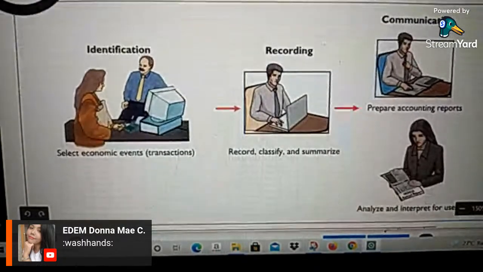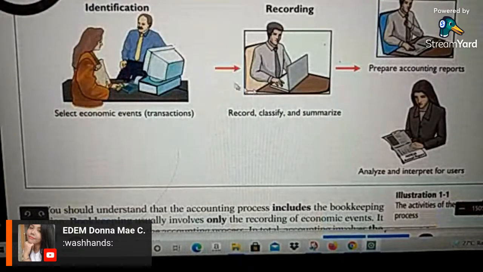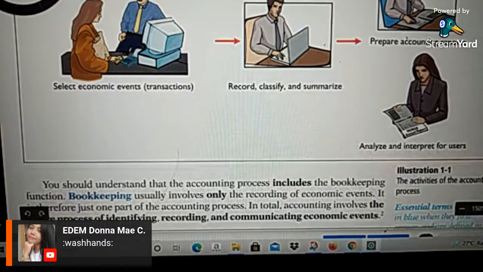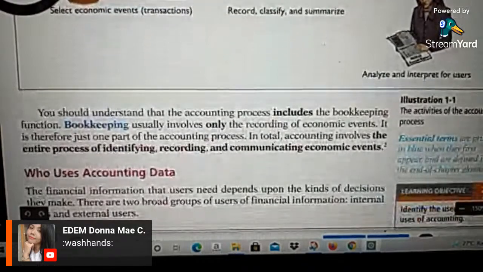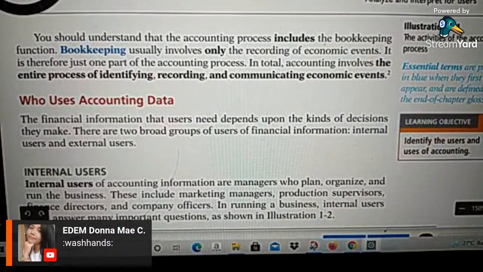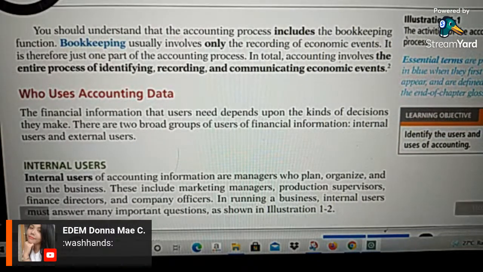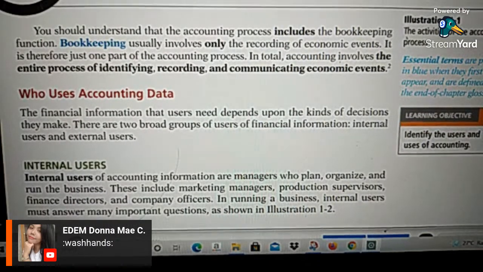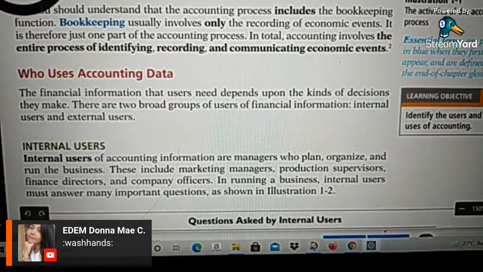So, this is the accounting process. Accounting process, which is what? Periodic and cyclical. This is a cycle. Identification, recording, communication, then analyze, then identify, record. Okay. So, accounting cycle, identification, recording. Actually, we already have this in our first video lecture that you have to watch. Did you already watch our lesson 1 lecture? Okay.